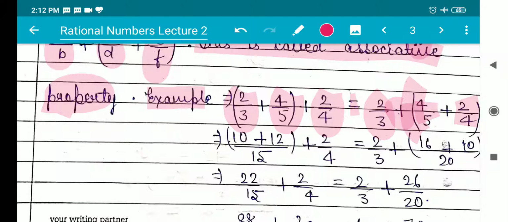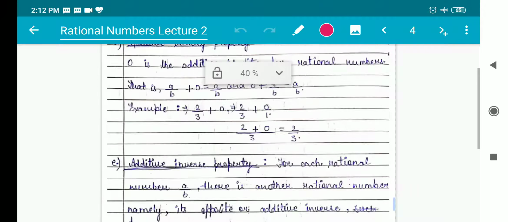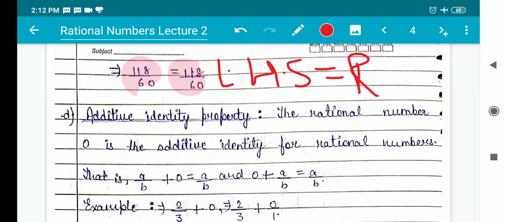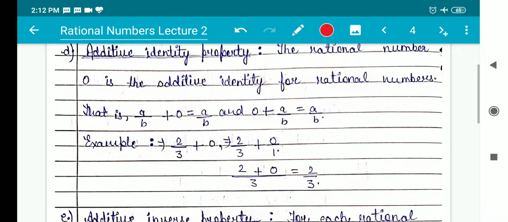We have ultimately got the result 118 by 60. LHS equals RHS. This proves that the associative property is followed in addition of rational numbers.